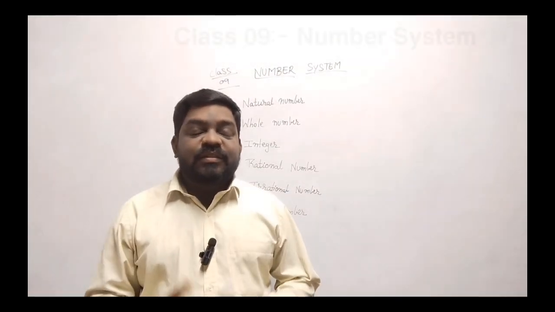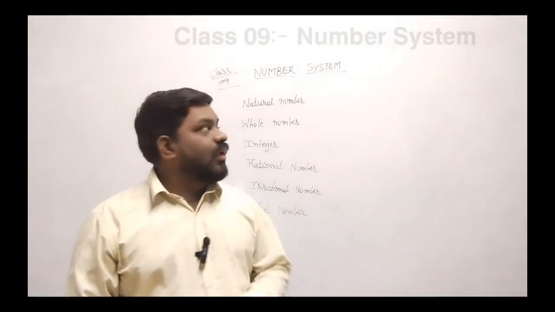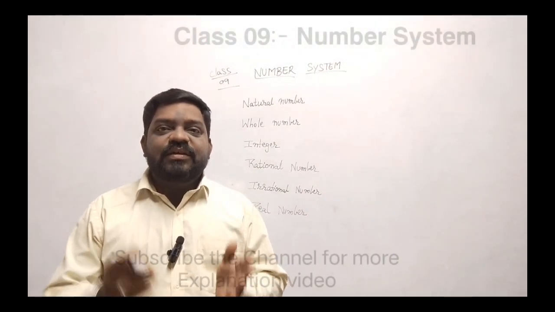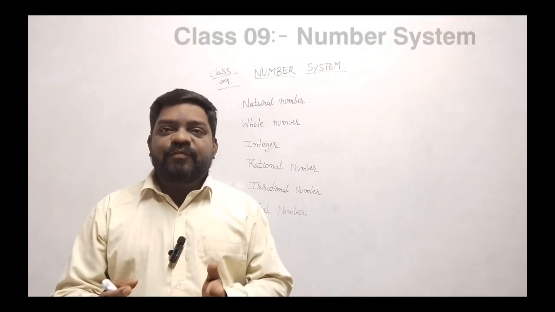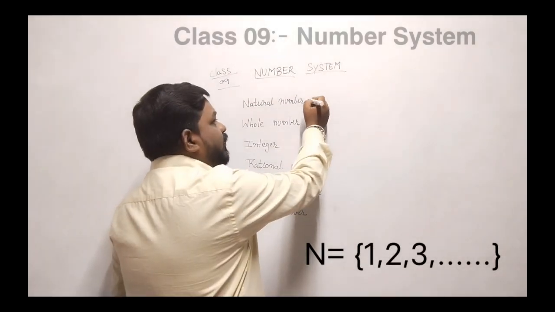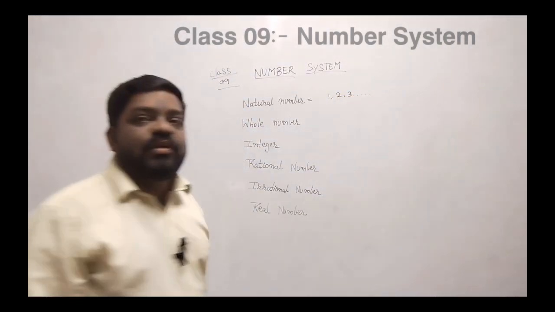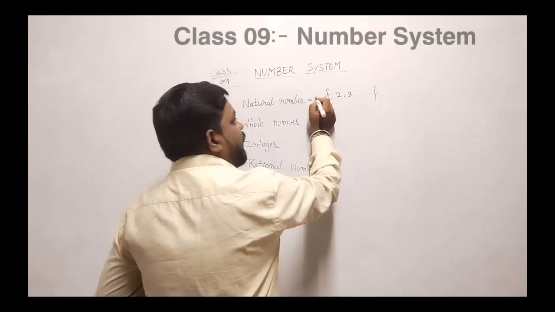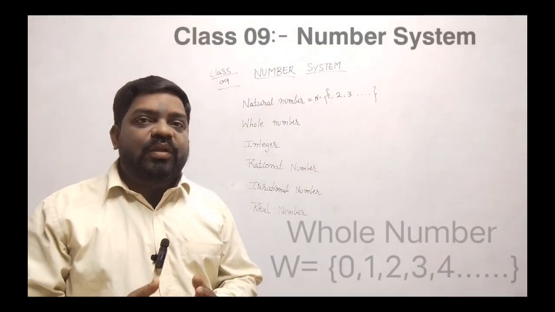Hello students, in this video we will learn the basic concepts of the number system. So first, what do you mean by natural number? A natural number is a set of counting numbers. If you want to count anything, we start counting from number 1, right? So the natural numbers start from 1, 2, 3 and so on, and the natural number is denoted by capital letter N.